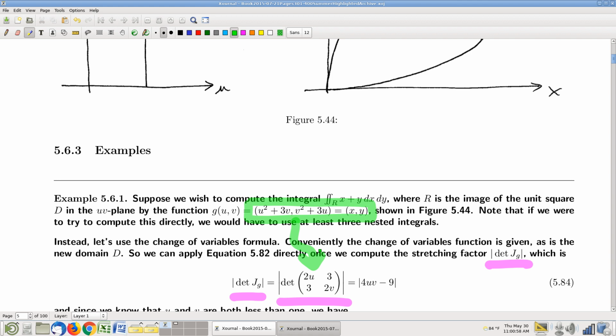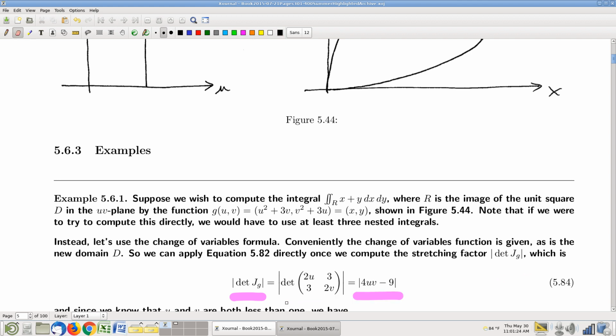The v partials of x and y are 3 and 2v. There it goes. Right, so it's the same Jacobian matrix that we did back in chapter 4, talking about representative of the derivative transformation. Write that Jacobian down. The determinant gives us our stretching factor, and there it is.